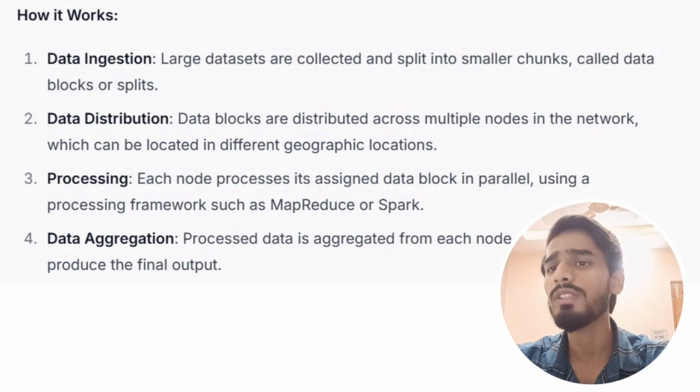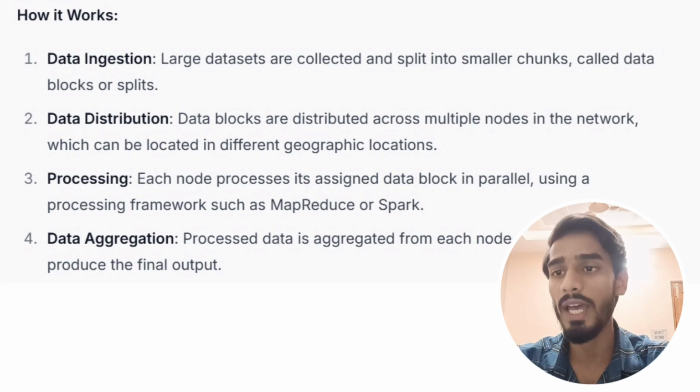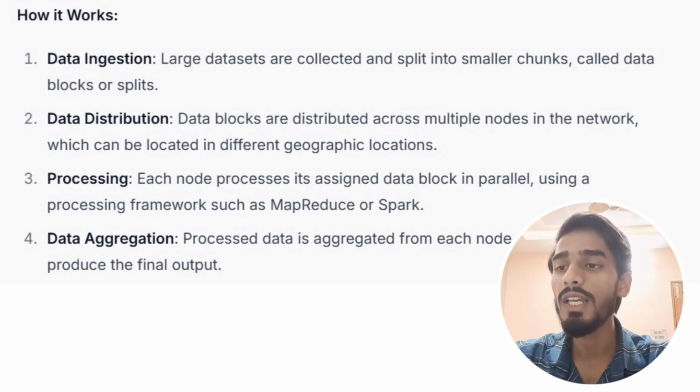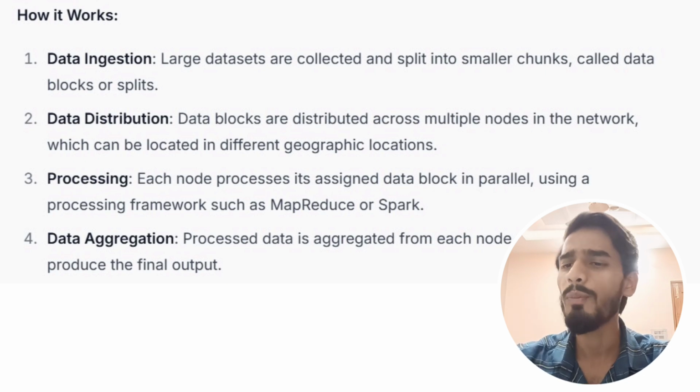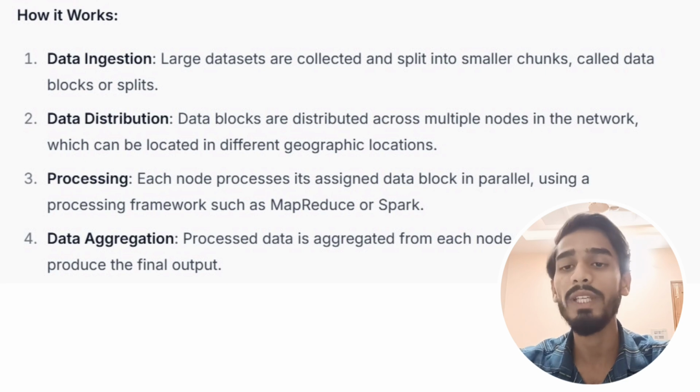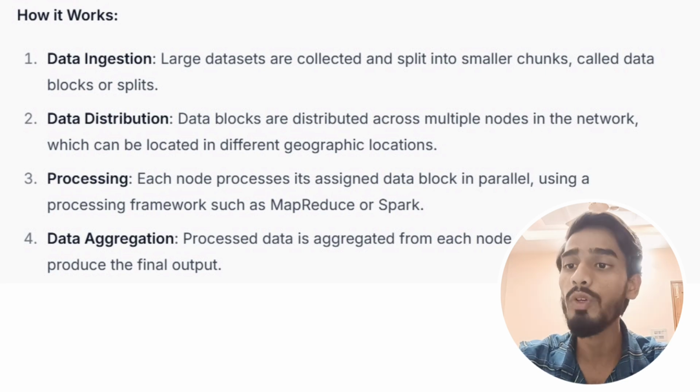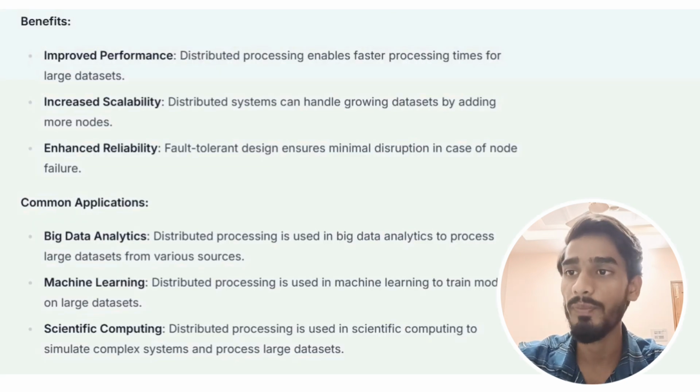Next is processing. Each node processes its assigned data block in parallel using a processing framework such as MapReduce or Spark. Next is data aggregation. Processed data is aggregated from each node and combined to produce the final output.